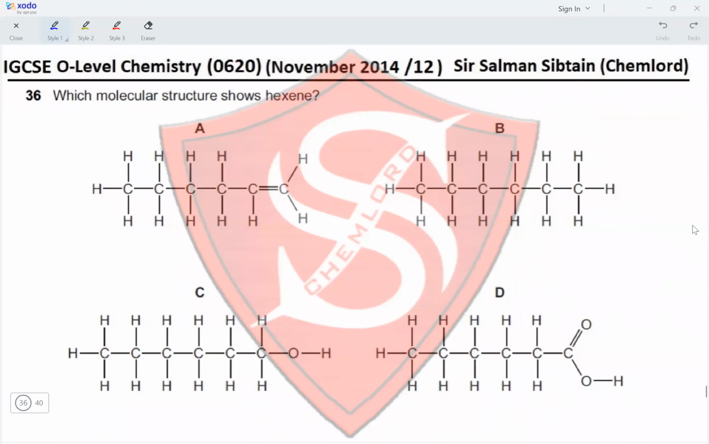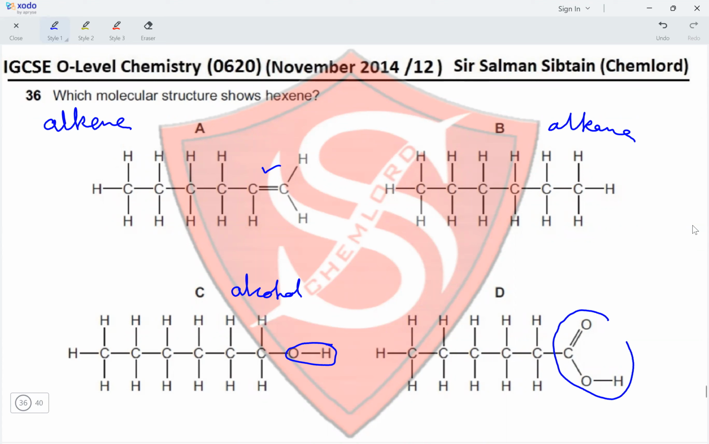Question 36. Which molecular structure shows hexene? So hexene needs a double bond present, that is there in A. No double bond is present in B. This is an alkane. C has an OH group but no double bond, so C is an alcohol. And D has a carboxylic group present. So it is a carboxylic acid.